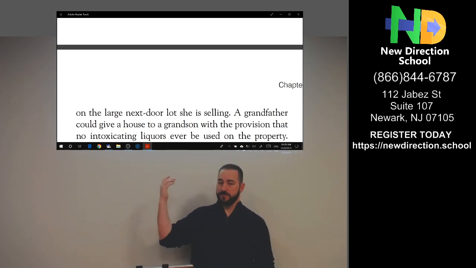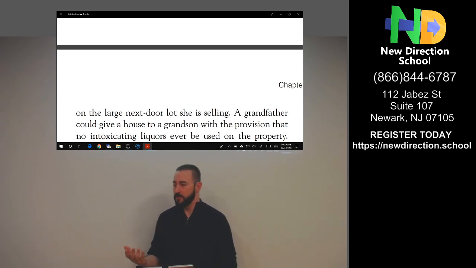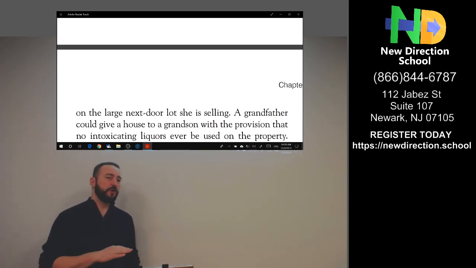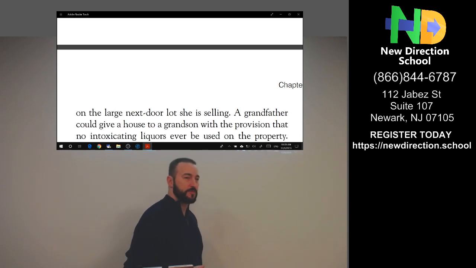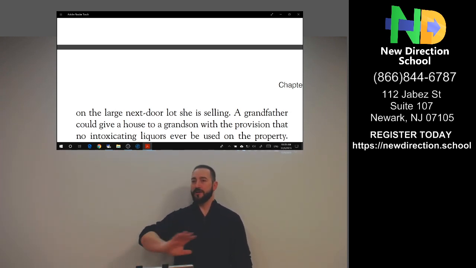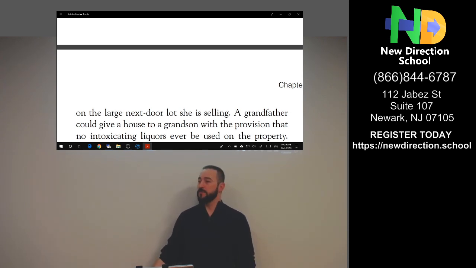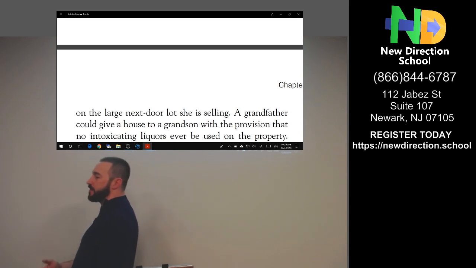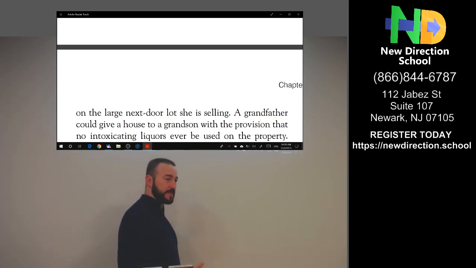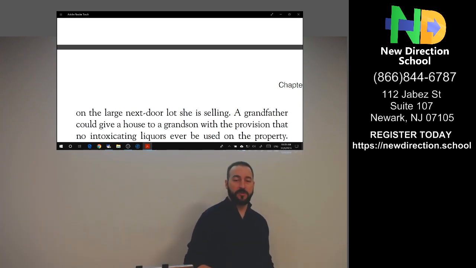The other one is this one. It says a grandfather, as an example, could give a house to a grandson with the provision that no intoxicating liquors ever be used on the property. So your grandfather gives you a property, says no alcohol on this property. It's a proper restriction. It's not illegal, right? It's okay for me to restrict you. But who put that restriction? A private party. In this case, the seller. In this case, the grandfather. Does that make sense? But it's always a private party.